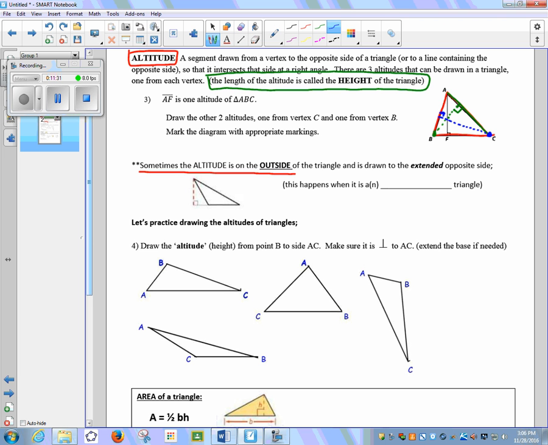Again, we have to make a right angle there. You don't want to make it acute or obtuse there. You want to make sure it's a right angle to the opposite side. So those are the 3 altitudes.